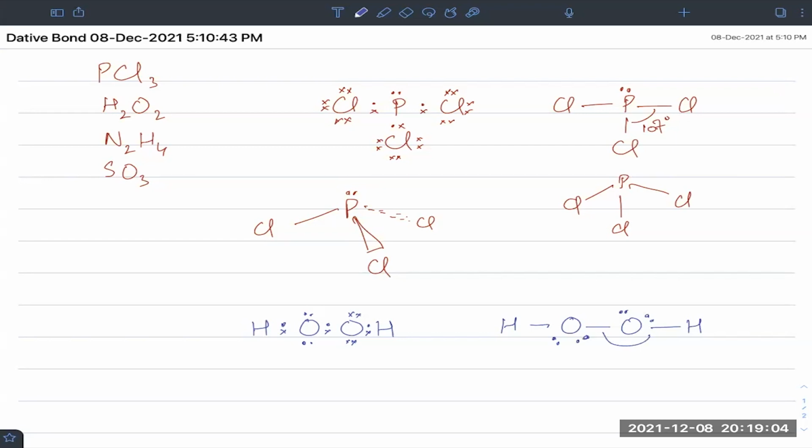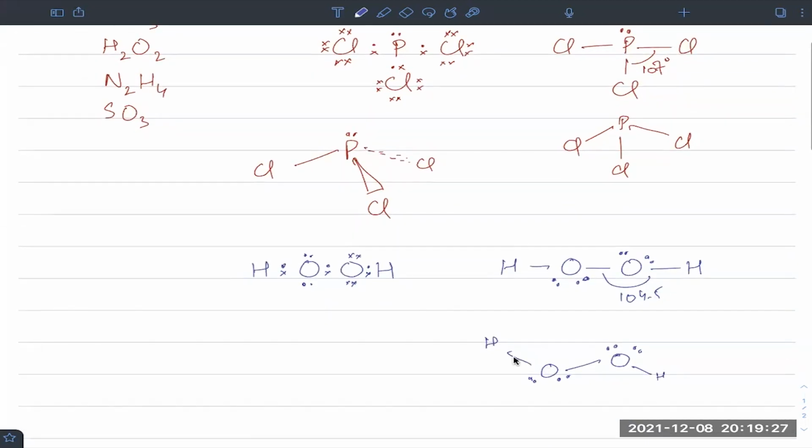So this angle should be 109.5 modified by 2 lone pairs, which means -5. So 104.5. So a better diagram would be that this oxygen goes like that here, and you have 1 hydrogen here, 1 oxygen here, and then again the lone pairs here, which give me another hydrogen like that. So there you go. That's the structure we get. Pretty simple. Moving on, N2H4.